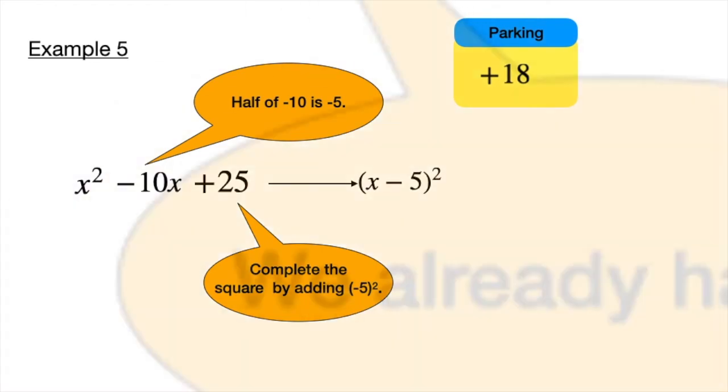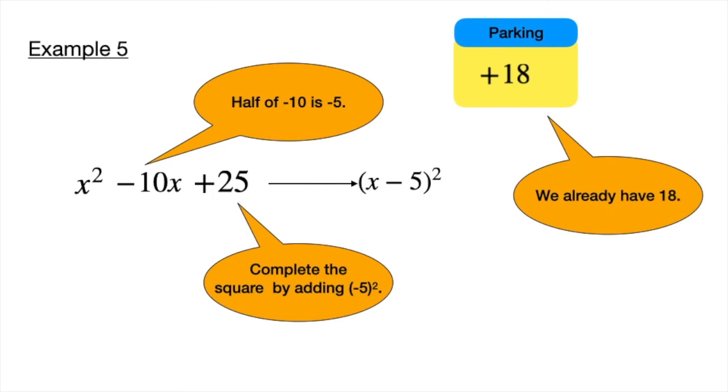But remember that there was already a number term of 18, so to complete the square I need to add an extra 7. And the final square I end up with is the square of x minus 5.